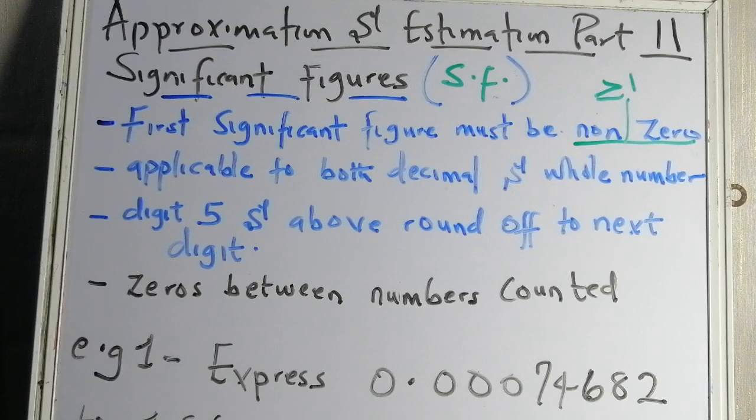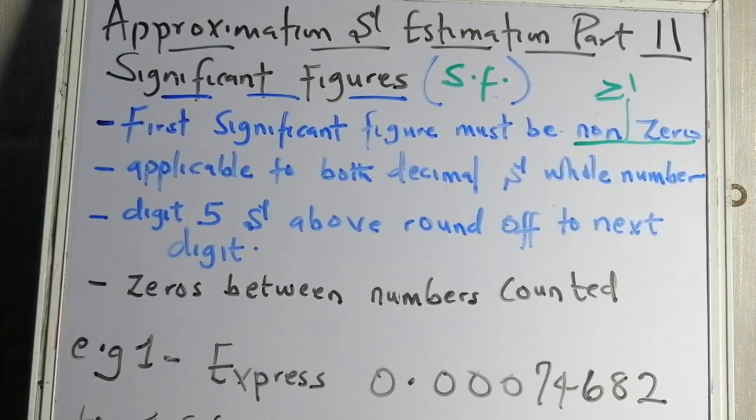Then the next one you need to know is applicable to both decimal and whole numbers. Sometimes you will solve questions, let's assume the answer is 0.00457. The first non-zero that is greater than or equal to 1, the first non-zero in 0.0045 is 4. So all the zeros you don't count.